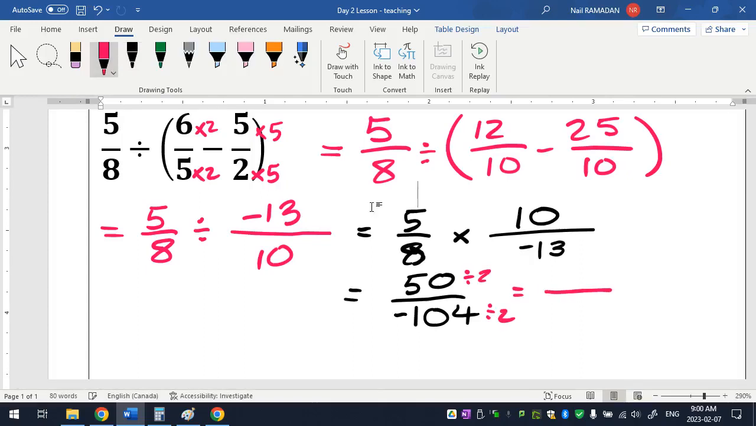What's half of 50? 25. What's half of 104? Nice, negative 52. Do you think you can go lower than this? What do you think? If you're going to say yes, tell me what divides both. What divides 25? 1, 5, and 25 itself. This one doesn't divide anything common, but just 1. You're stuck.